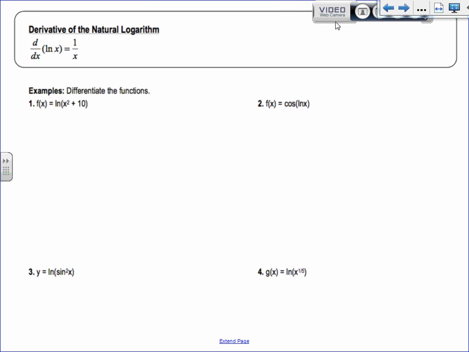All right, so this first one, if I have f prime of x, remember, you still need chain rule. This is natural log of u, right? So the derivative of natural log of u is 1 over u du. So you need 1 over x squared plus 10 times what? 2x, right? That's the u, that's the du.